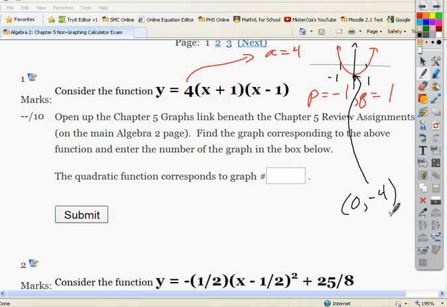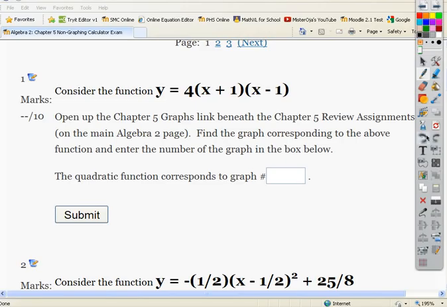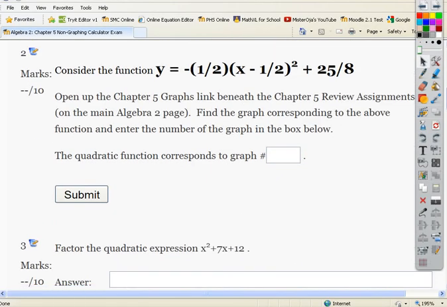All right. What about this guy? Consider that. That one's a little tougher, but we can get it. We have to do a little calculating on this one though. So what are some things that can help me identify it? Does it open up or down? It opens down. Good. So a is negative, so we know it opens down. Now, what's next?